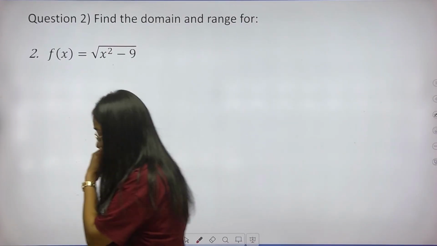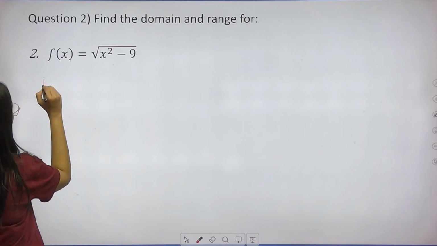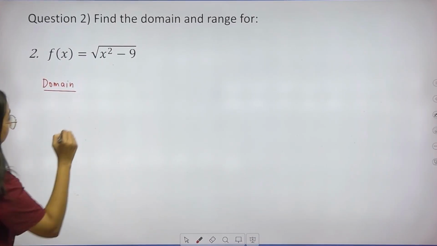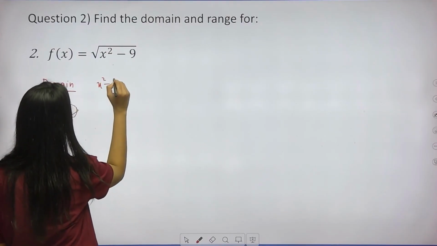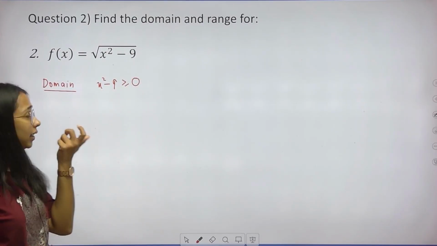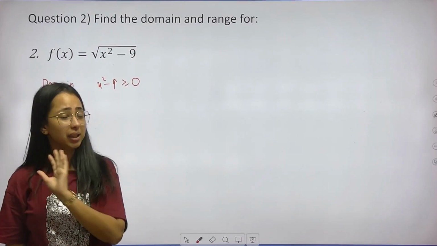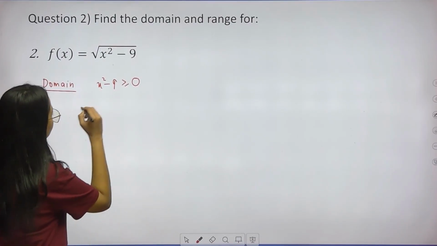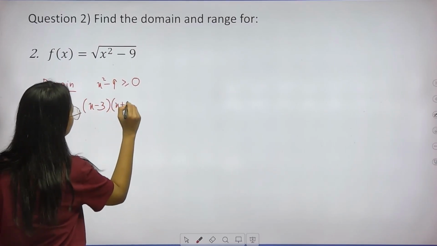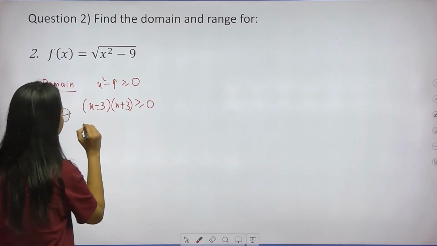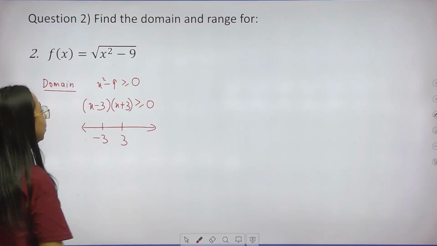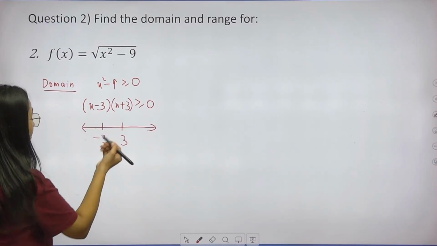Okay, now next we have under root of x square minus 9. Let's firstly find the domain. Okay, so for finding the domain, x square minus 9 is greater than or equal to 0, because again a negative number cannot come inside the root. So this becomes x minus 3, x plus 3 is greater than or equal to 0. Now let's again make a number line. We get minus 3 and 3, 2 critical points, sorry.